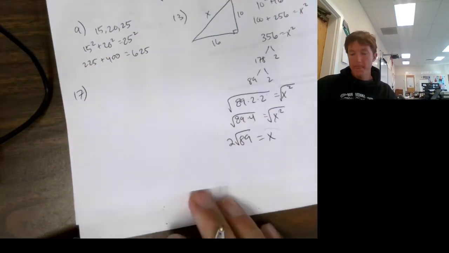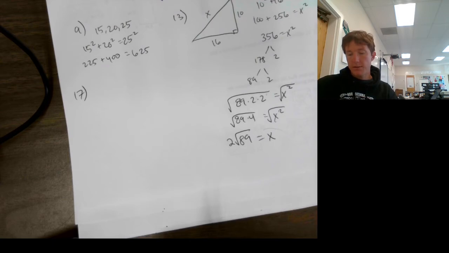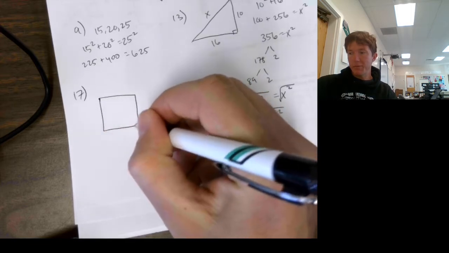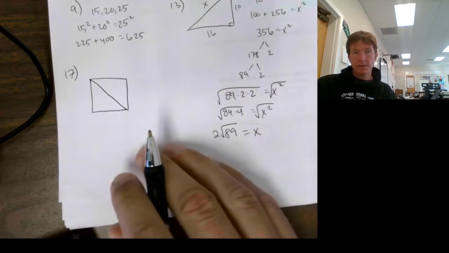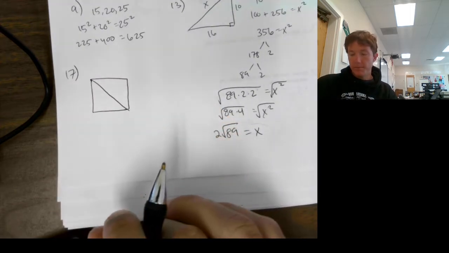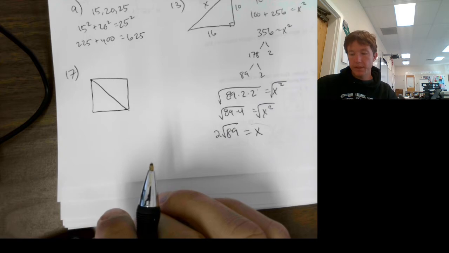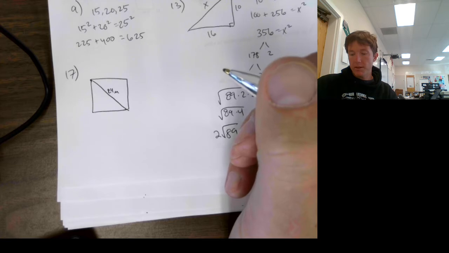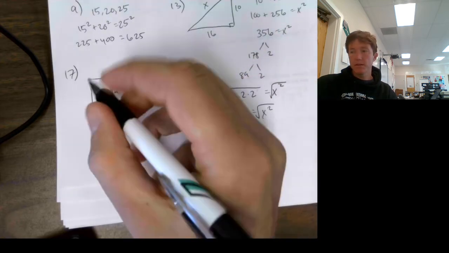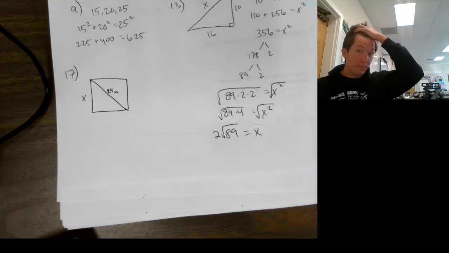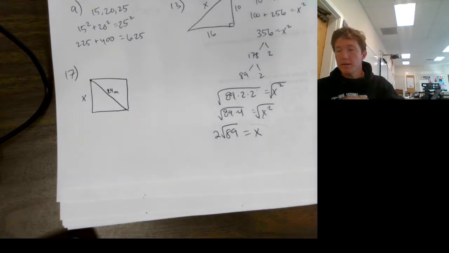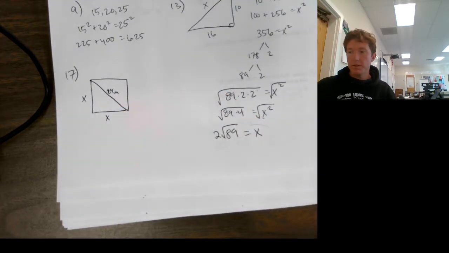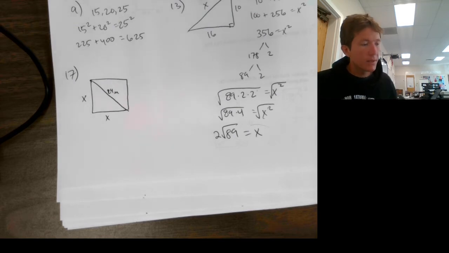Number 17. A walkway forms a diagonal of a square playground. Okay, so I have a playground here. A walkway forms a diagonal. A diagonal goes right across the two corners opposite each other, kitty corner. The walkway is 24 meters long. To the nearest tenth of a meter, how long is a side of the playground? So this is my side. Alright, so this is a square. That means that x and x are the same, so it doesn't matter which one. They're both the same, since all the sides are the same in a square.